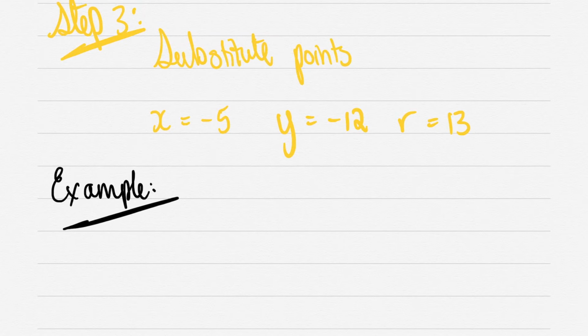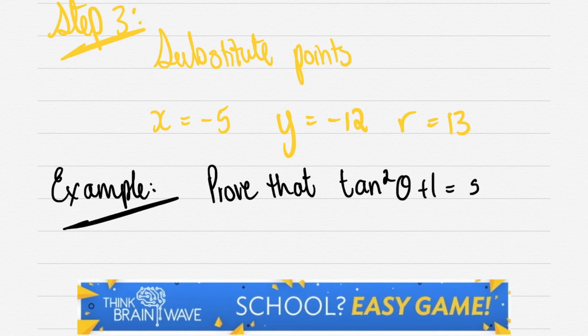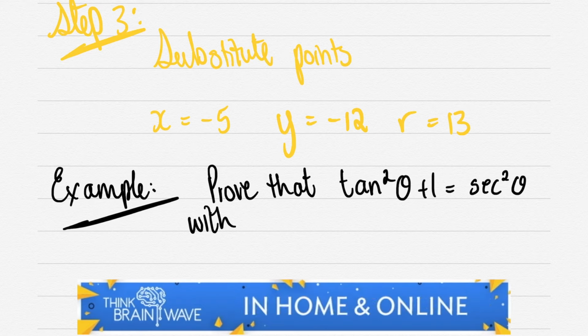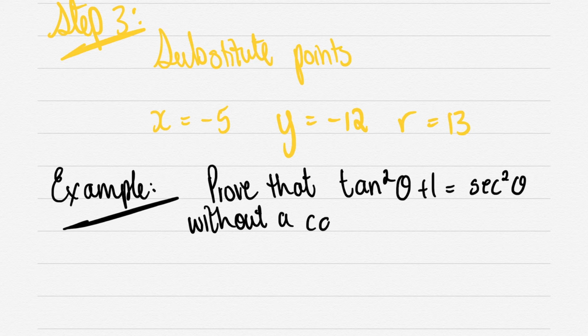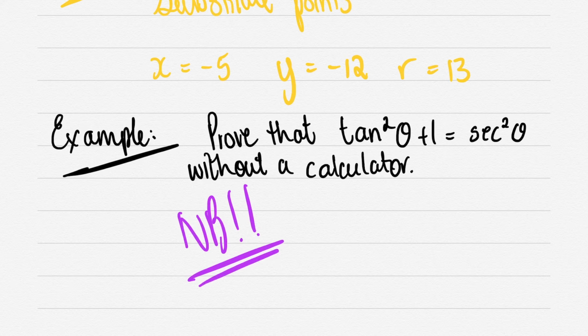So with that said, let's do another example. Let's prove that tan squared theta plus 1 is equal to sec squared theta. Now if you're unsure, sec is a reciprocal function. You've got cosec, sec, and cot. Cosec is the reciprocal of sine. Sec is the reciprocal of cos, and cot is the reciprocal of tan.